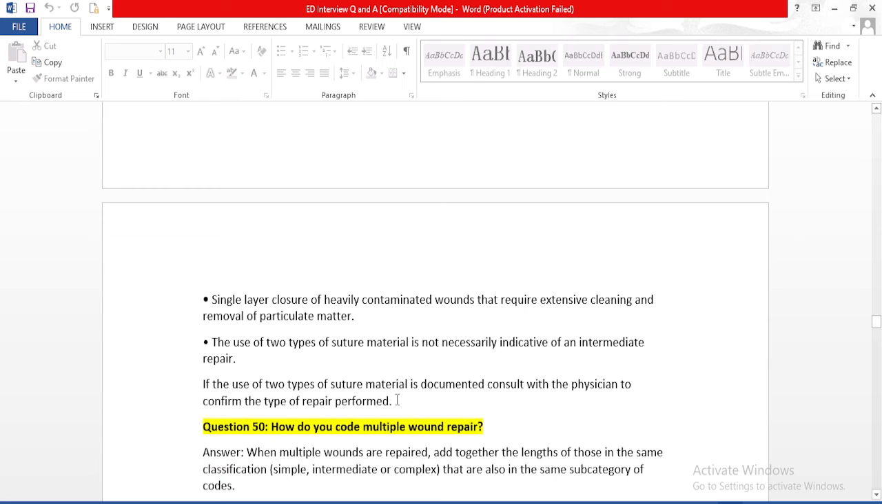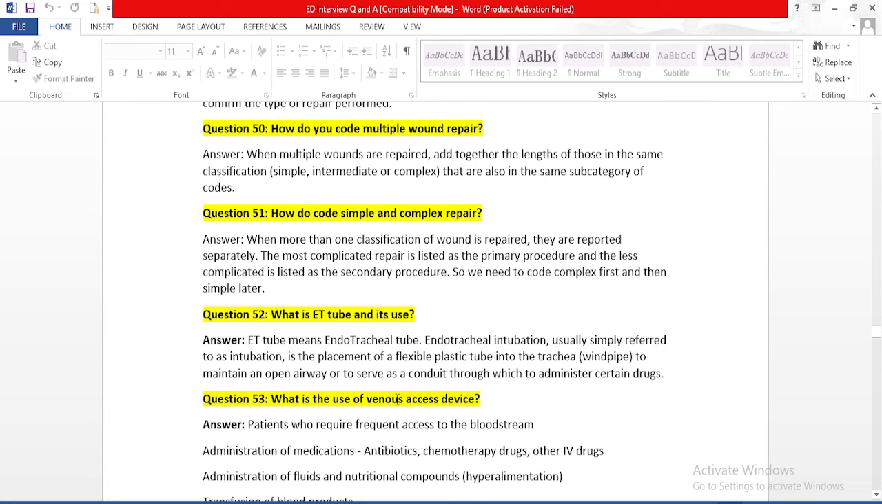Next question, how do you code multiple wound repairs? When multiple wounds are repaired, we need to add together the lengths of those in the same classification, like simple, intermediate or complex, that are also in the same subcategory of code. So in order to code multiple wounds, we can combine all the repair codes in simple, or we can combine all the repair codes in intermediate, or we can combine all the repair codes in complex, but we can't combine simple with intermediate.